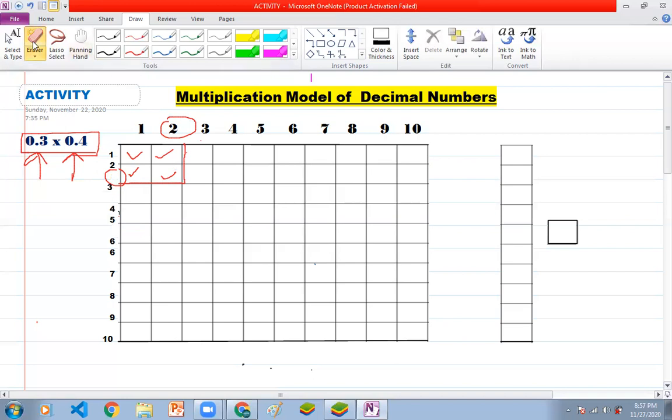In the same way, we will learn how to multiply the decimal number 0.3 into 0.4. For it, I need rows and columns. Firstly, for the first decimal number, I have to take its rows, and 0.4 I will represent in columns, right? So 0.3, I am going to represent in the rows.